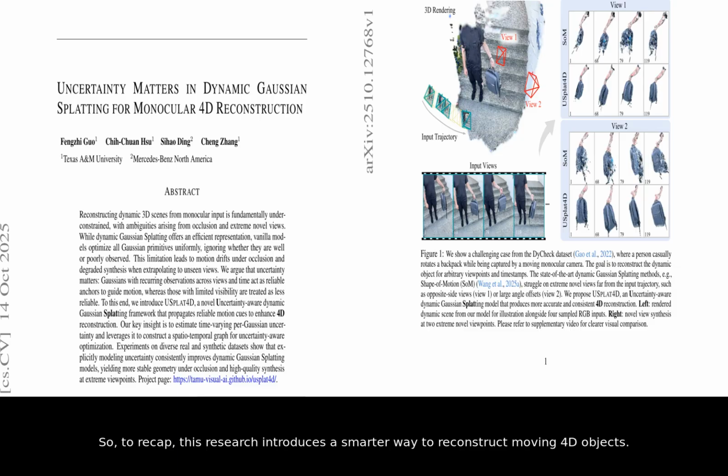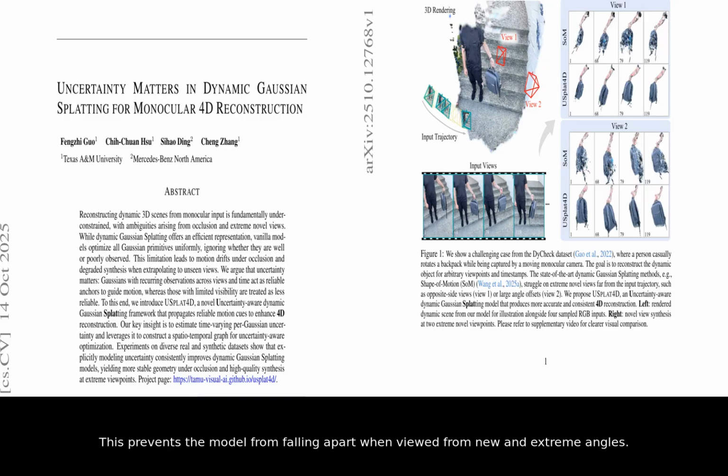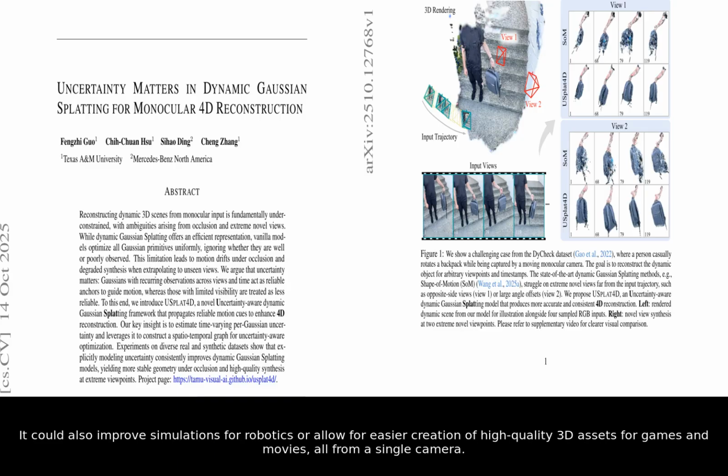So, to recap, this research introduces a smarter way to reconstruct moving 4D objects. By calculating the uncertainty of each tiny part of the scene, the model can build a reliable skeleton to guide the reconstruction. This prevents the model from falling apart when viewed from new and extreme angles. In the future, this technology could lead to much more realistic and robust augmented reality applications. It could also improve simulations for robotics or allow for easier creation of high-quality 3D assets for games and movies, all from a single camera.